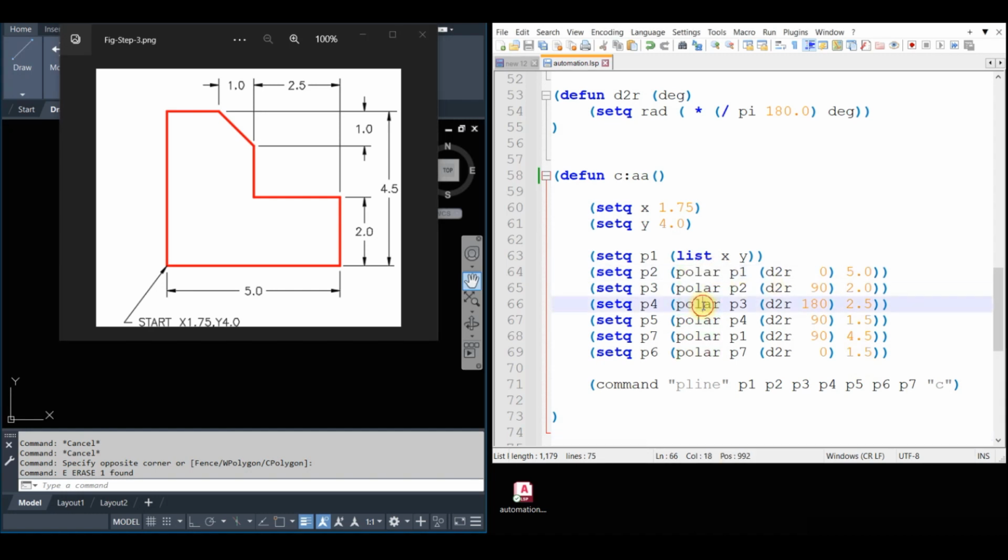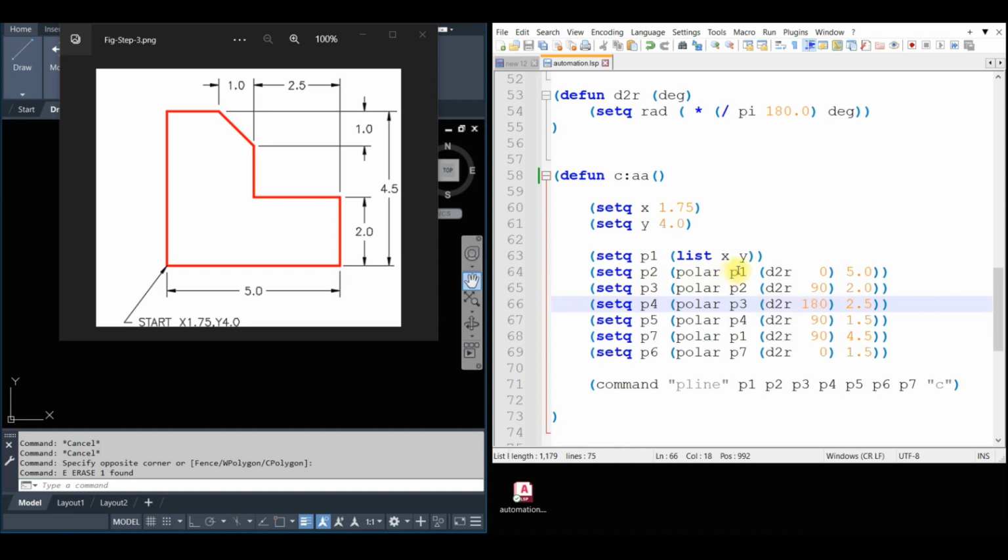Using the polar function you can easily calculate the other points. So there are 7 points, right? P1, P2, P3, something like that. If you start with P1, P1 is composed of an X value and a Y value. X is 1.75, Y equal to 4.0, which we have encoded here. And this is P1, this point.